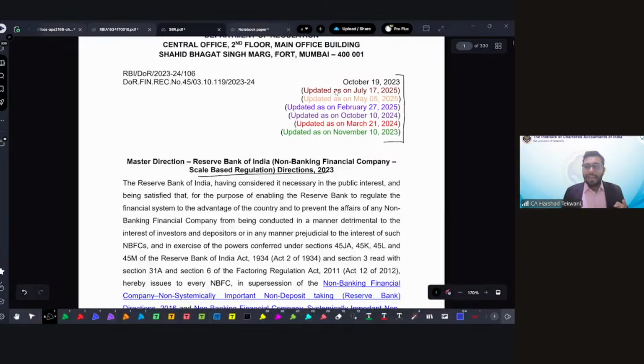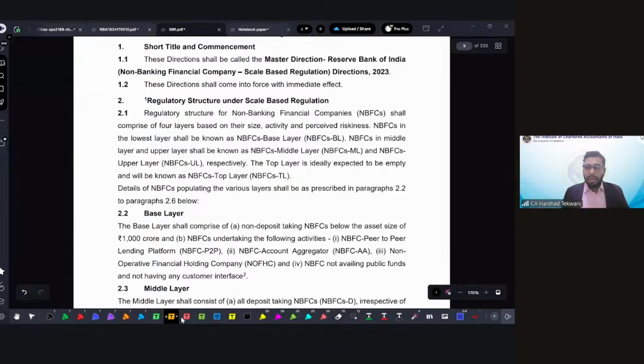Okay. Divide NBFC into four important layers. Those four important layers are number one, NBFC base layer, BL. Second is NBFC middle layer, ML. NBFC upper layer, that is UL. And then there is an NBFC top layer, TL. These are the four different layers under which NBFCs are then classified, either based on the functions or otherwise. So you can understand these are the four big buckets: base layer, middle layer, upper layer, and the top layer.